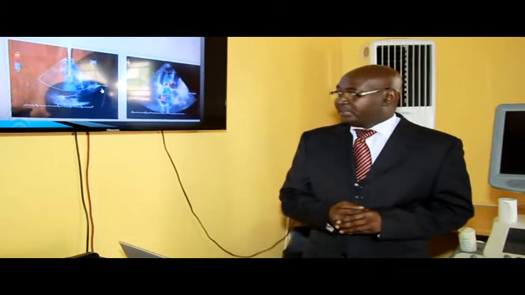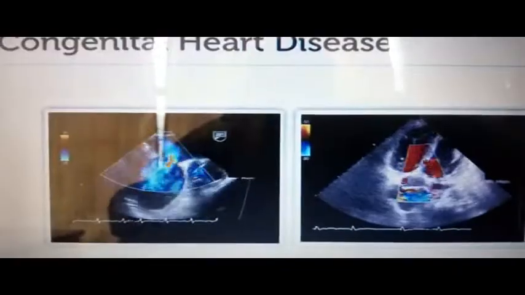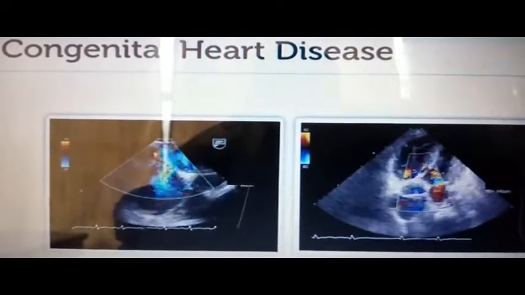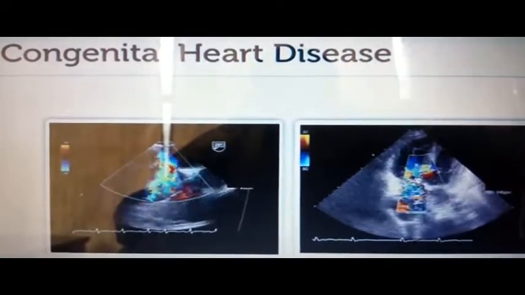This patient had congenital heart disease. Congenital heart disease is a disease that the patient is born with. From the time the baby is born, the heart disease is present. It can either be a hole in the wall that separates the right ventricle and the left ventricle. So there can be a hole there.